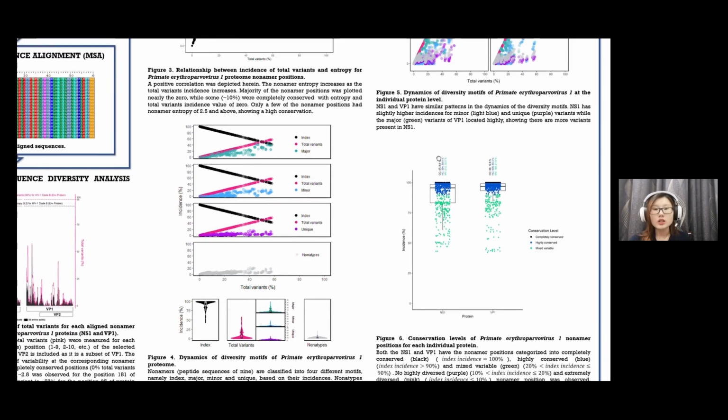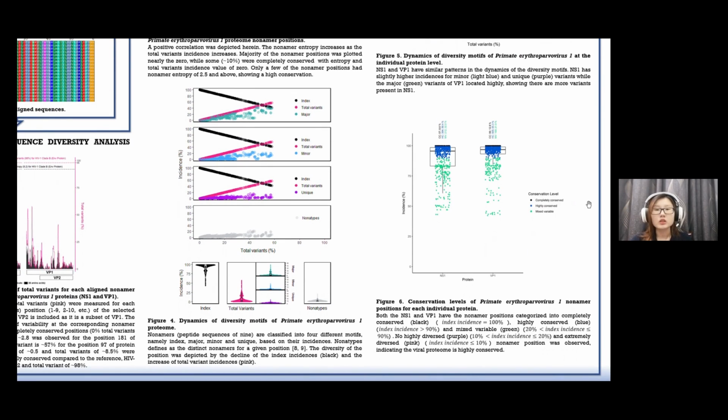In Figure 6, we can see that all the non-normal positions of the proteins studied could be classified into several categories of conservation level, namely completely conserved, with index incidence equal to 100%, highly conserved, defined as index incidence between 100% to 90%, mixed variable, defined as index incidence between 90% to 20%. B19 proteins analyzed were devoid of highly diverse and extremely diverse, index incidence lesser than 20%.